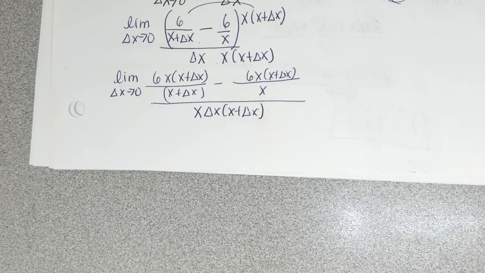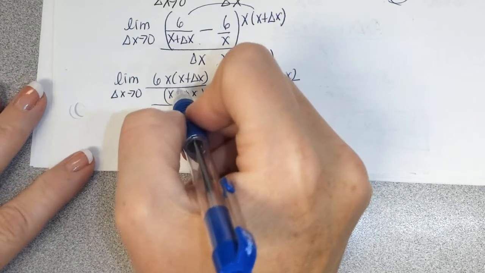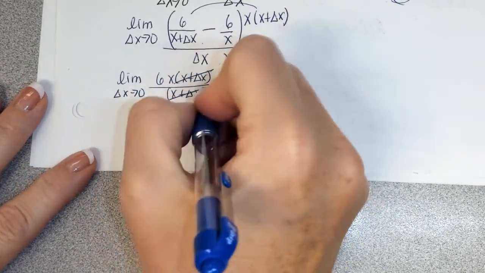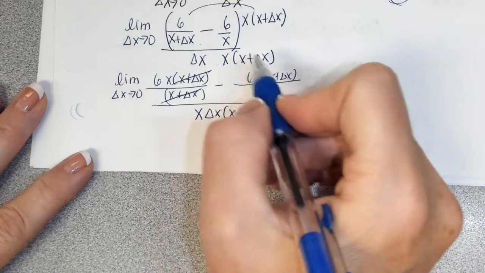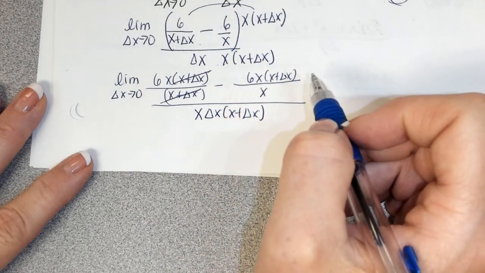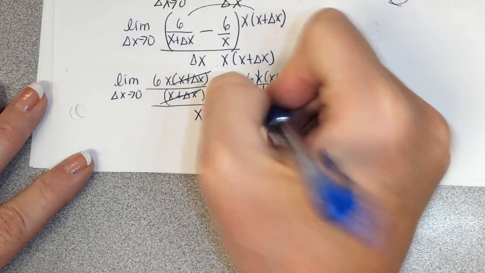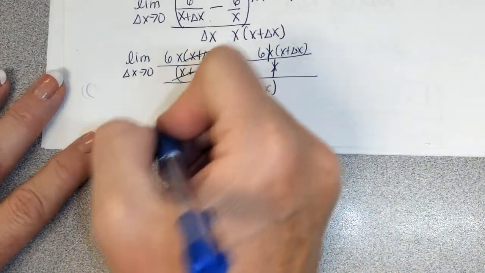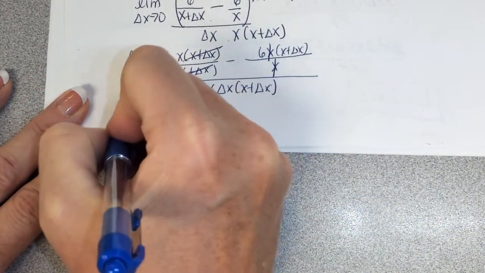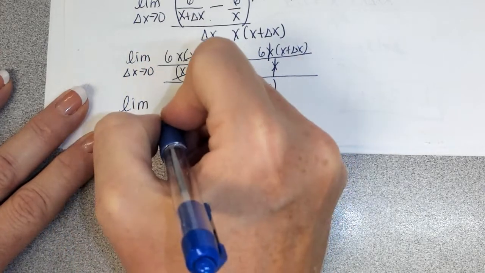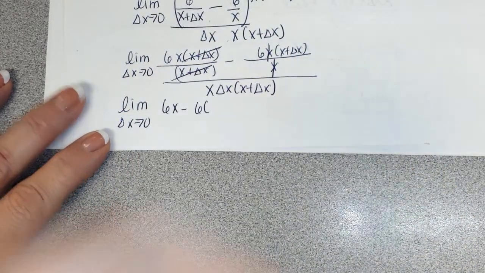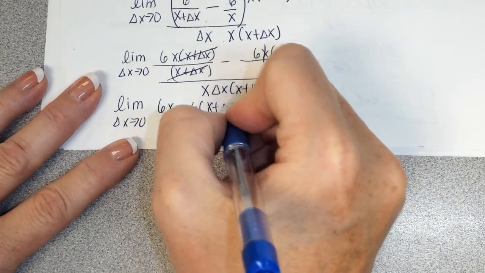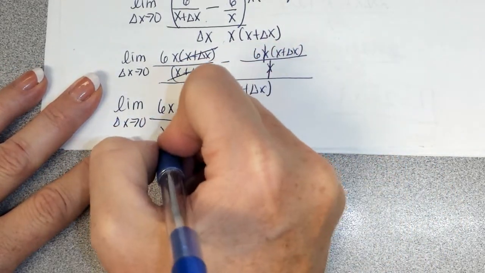All right, so looking at this first one, see how on this one, x plus delta x cancels? We're allowed to do that. What about on this one? What's going to cancel? The x's. So now what I've got is 6x minus 6 parentheses x plus delta x all over this.